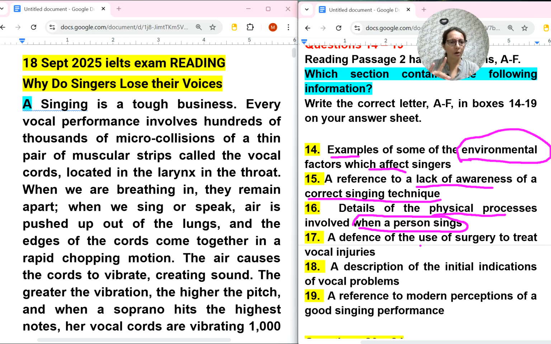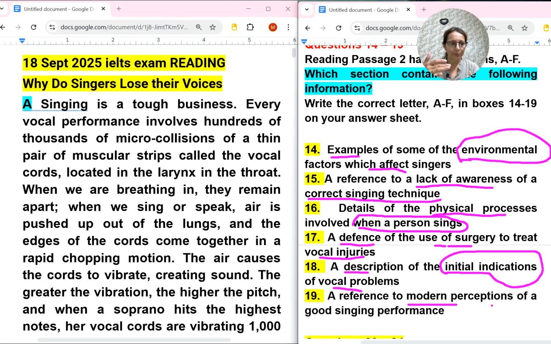A defense of the use of surgery to treat vocal injuries. Defense here means favoring or arguing in favor of. A description of the initial indications of vocal problems. Initial means beginning, indications of vocal, here vocal problems. A reference to modern perception. Modern, you can understand as present day or modern times.